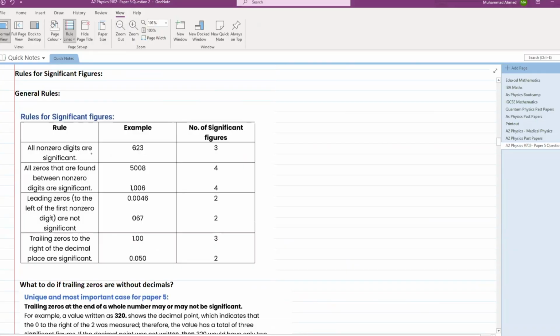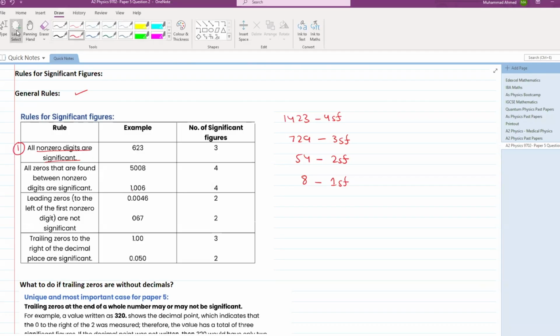First of all, non-zero digits are significant. 623 has how many significant figures? 3. Now let's say I write something like this, 729. This also has 3 significant figures. Let's say I write 54. This has 2 significant figures. Let's say I write 8. This has 1 significant figure. And let's say I write 1423. This has 4 significant figures. So all non-zero digits are significant. This is the number one rule for significant figures.